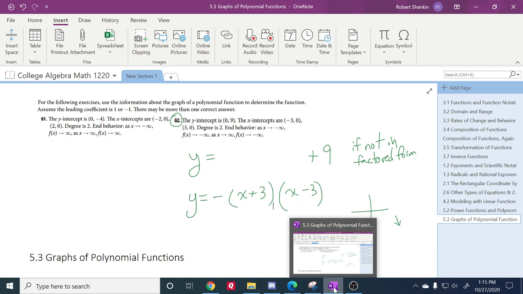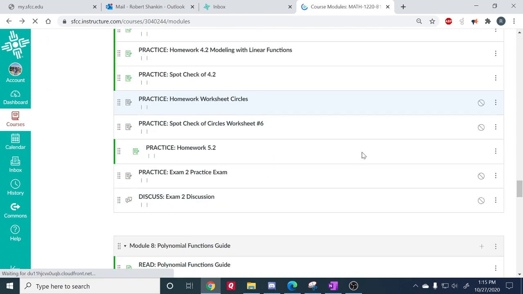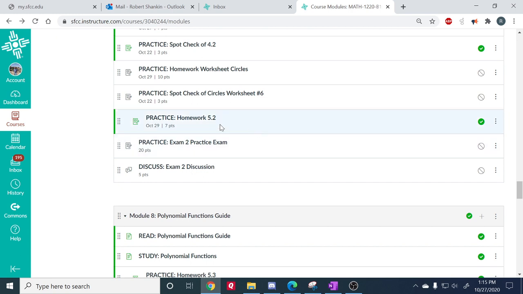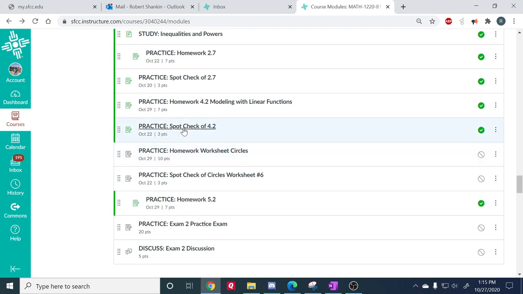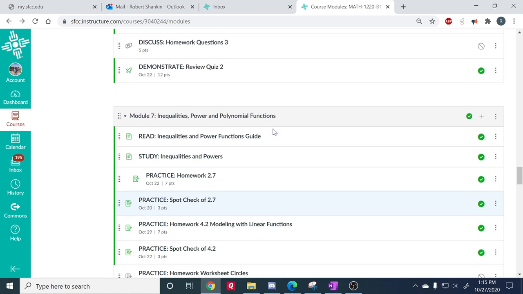Okay, and then you're saying when we get into the modules, homework 5.2 is due the 29th. That seems right. No, I was talking about the calendar. The calendar on the side and the calendar on the syllabus didn't match.